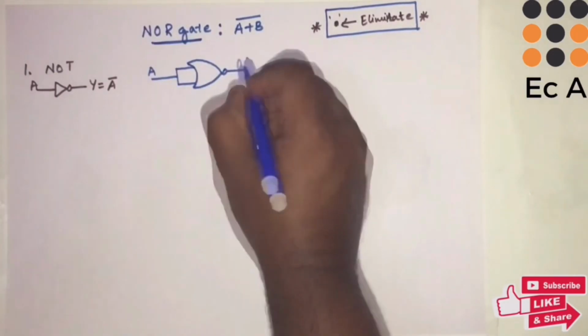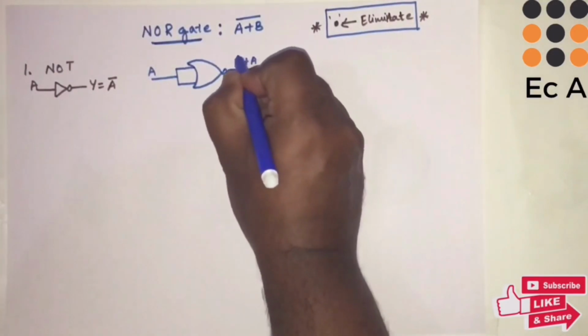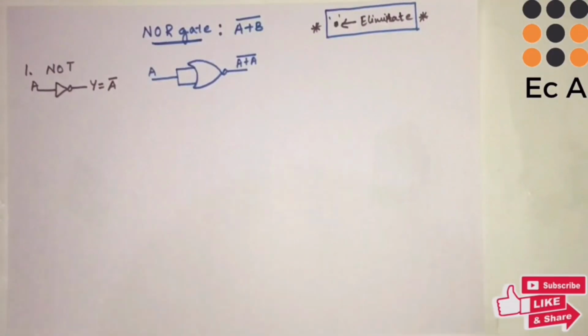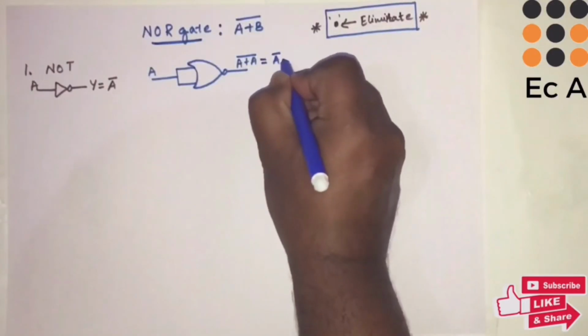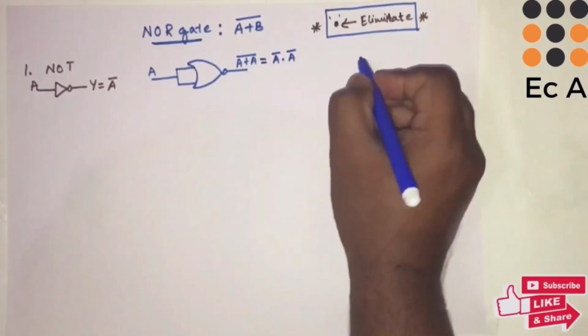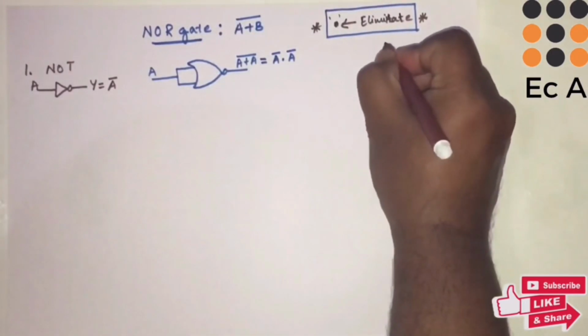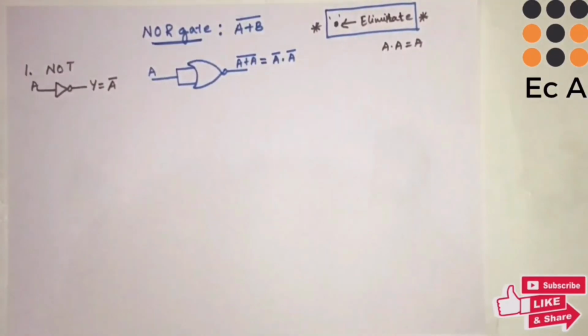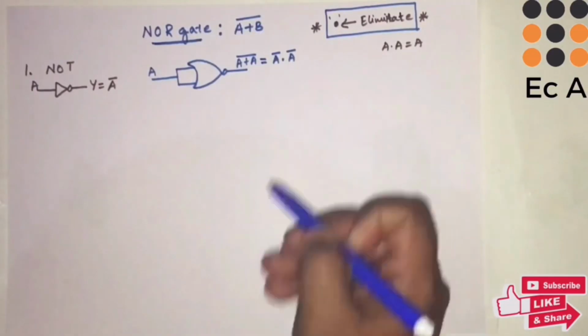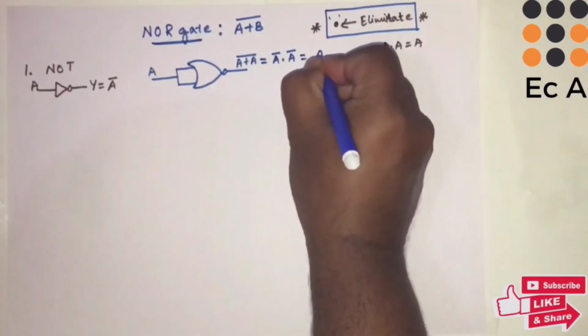So output will be a plus a whole bar. Using De Morgan's theorem, we can simplify this as a bar dot a bar. So we know a dot a is nothing but a. Using the same analysis, we can write this expression as a bar.